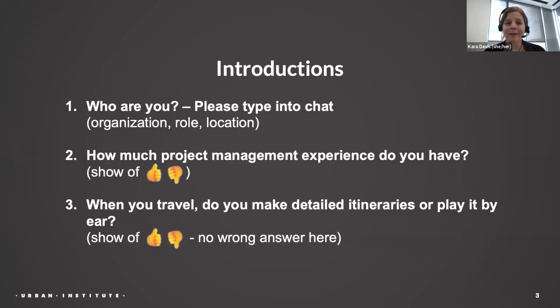So we've already done introductions in the chat. If you join late, please go ahead and type your name, role, and your organization into the chat. And just to kick it off, I would love a show of thumbs, whether you feel like you've got a ton of project management experience or maybe not so much. If I can get everyone to give us some indication, that would be helpful.